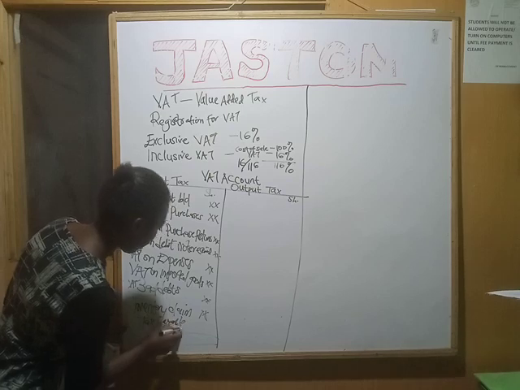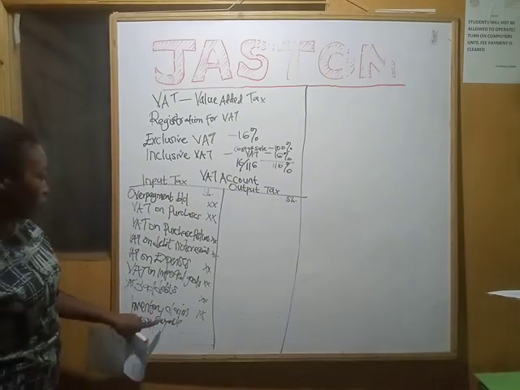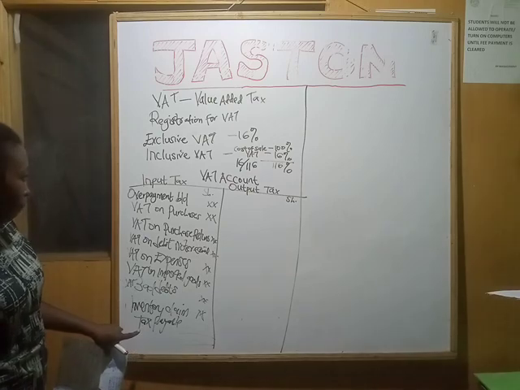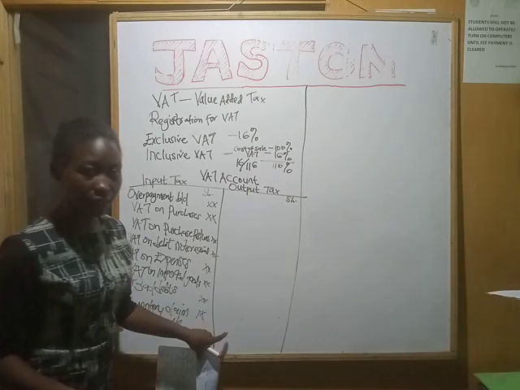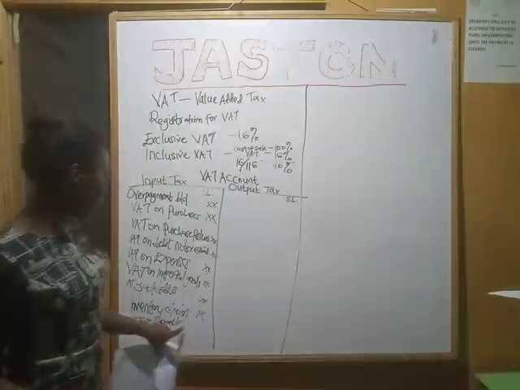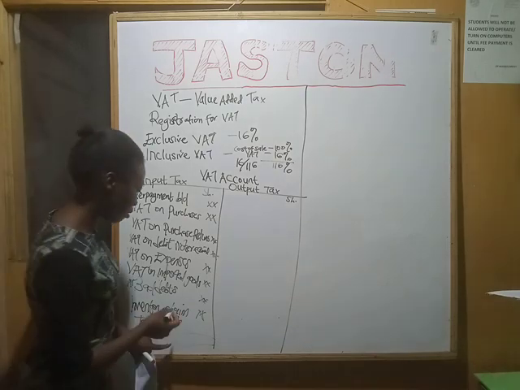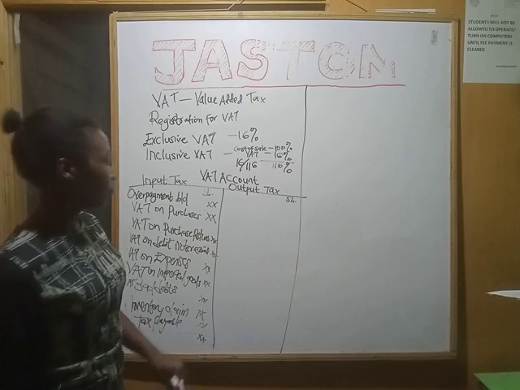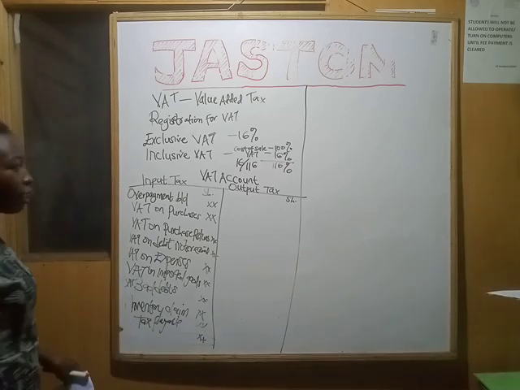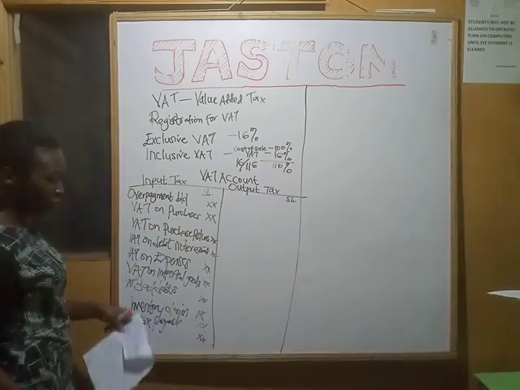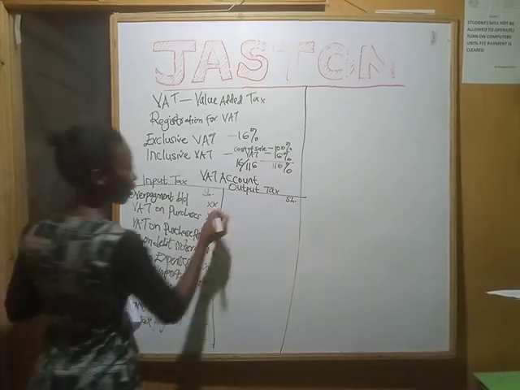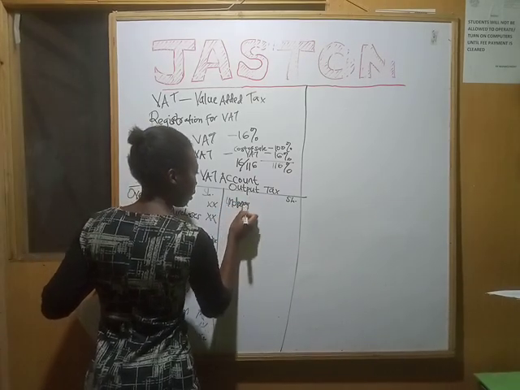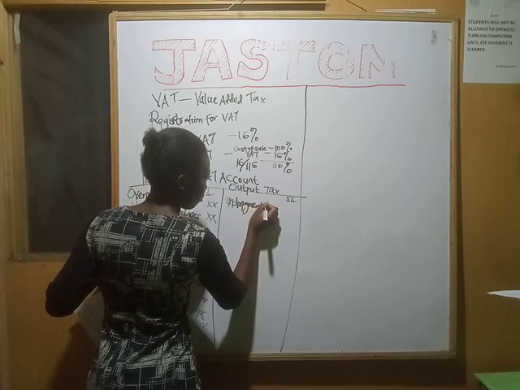That means the input tax is more than the output tax. That means the output tax is more than the input tax. We will get our VAT payable down here. We are also going to have the output side of the tax, and we are going to have the underpayment brought down.